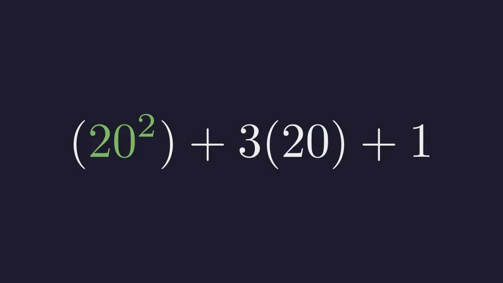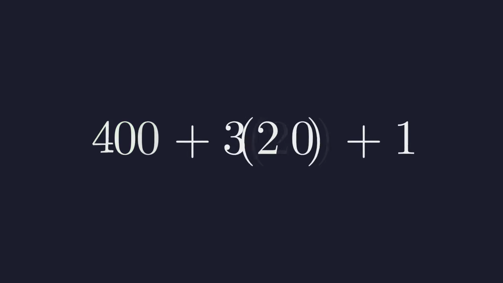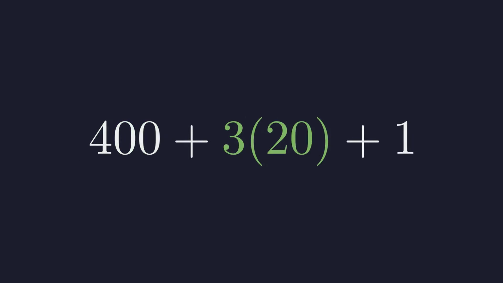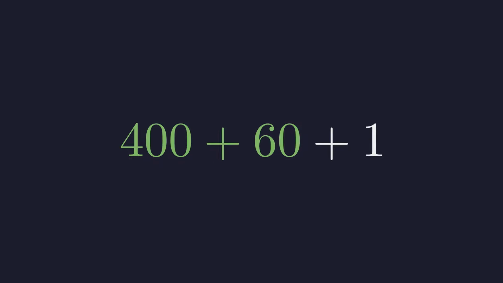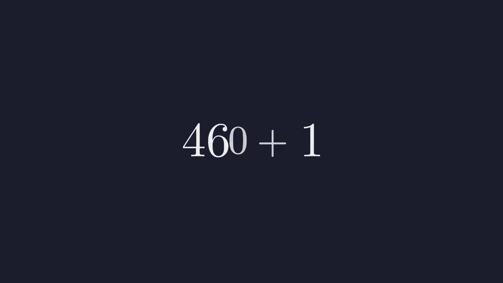First, let's evaluate 20 squared. 20 squared is 400. Next, we calculate 3 times 20, which is 60. Now we add from left to right. 400 plus 60 is 460, and adding 1 gives the final answer, 461.